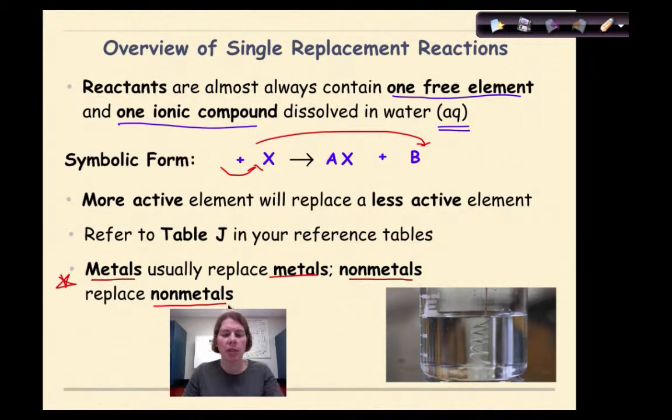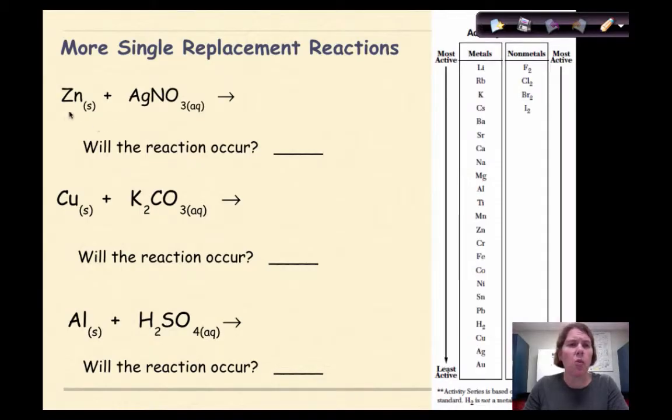So let's look at a couple of examples. All right, so here's our first example. We have solid zinc plus silver nitrate. Will this reaction occur? The way to figure out whether or not this reaction will occur is to go to your table J and find the two metals that are involved. So here's zinc. Zinc is located right here, and silver is located way down here. Zinc is more active than silver, so zinc has the ability to replace any element below it. But silver cannot replace the zinc. You can replace down, but you can't replace up.